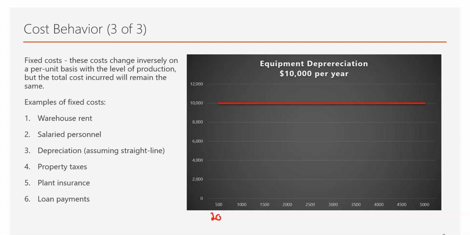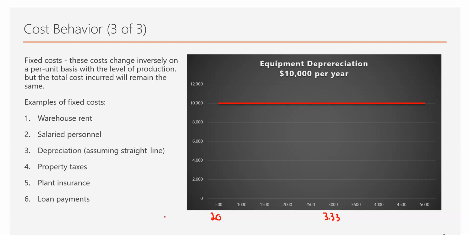But now let's say that we make 3,000 units. So now we're spreading that same fixed cost over 3,000 units. So what is the cost of depreciation on a per unit basis? 10,000 divided by 3,000, and that'll get me $3.33. So let me just write that in here.